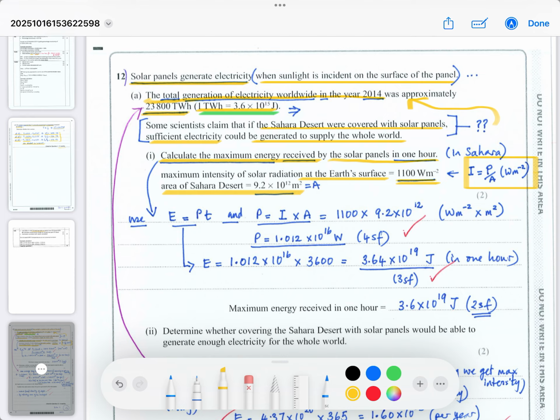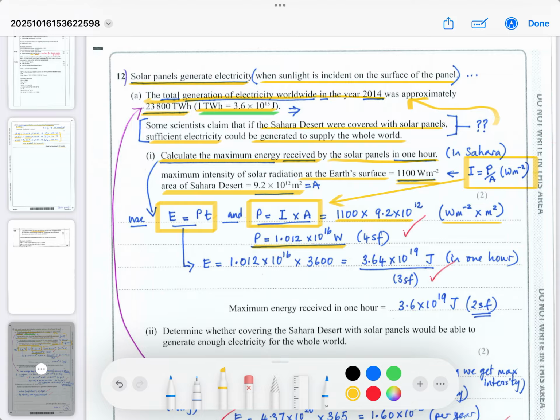We're assuming that the Sahara is near the maximum. So there are assumptions in this question. Remember that energy is power times time, and that power is intensity times area. Multiply the intensity per square meter by the area, and you'll get this simplification of units. So you'll get the power for the whole area of the Sahara as this many watts.